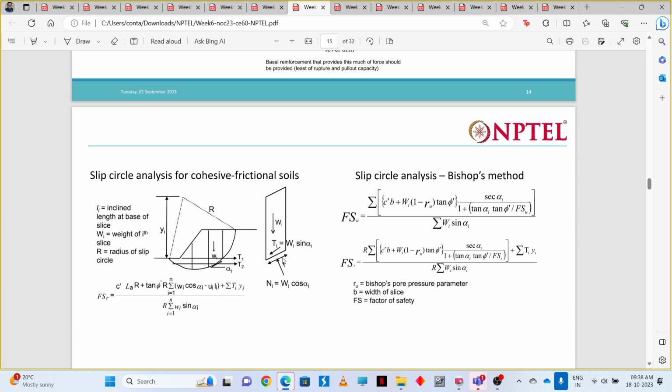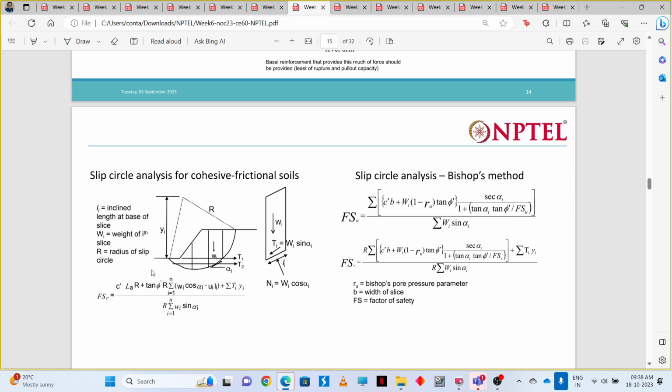So these are the resisting forces. This one is the resisting force, and this one is the sine component of the weight. The weight is the disturbing force. Weight of the wedge is the disturbing force, and this is the numerator.